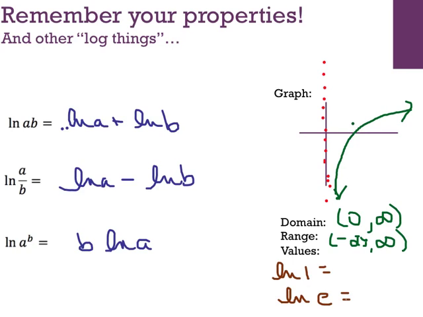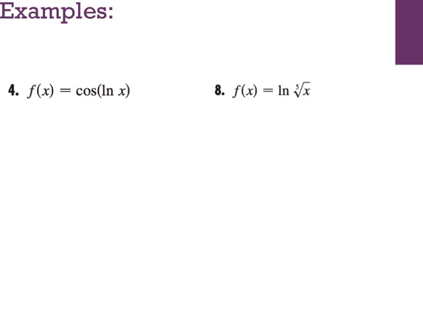Okay, so for the natural log of 1, just try to remember this point. This point on the graph is the point (1, 0). The other point to remember: e is about 2.718, and the natural log of e, as I tried to illustrate on the graph, is 1. Okay, now let's look at some examples.